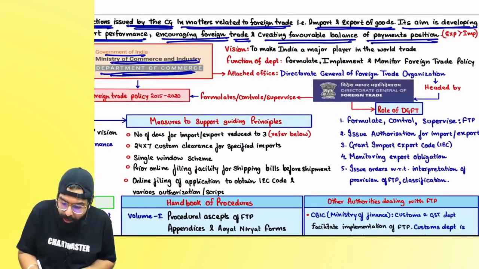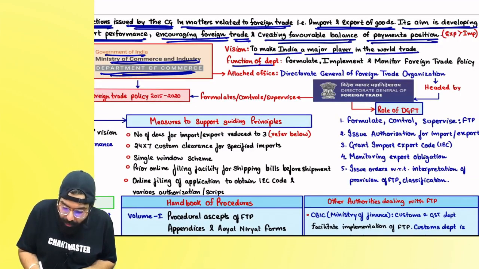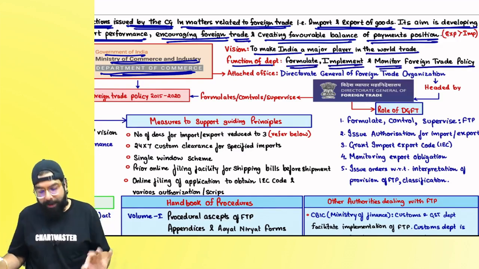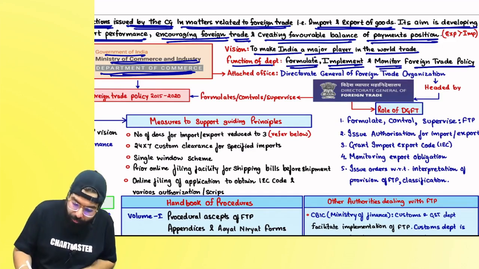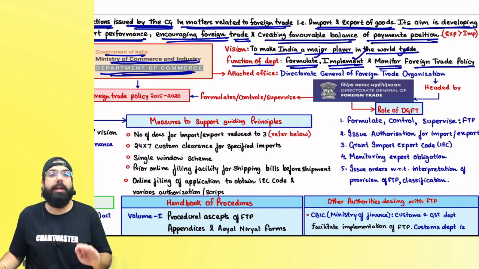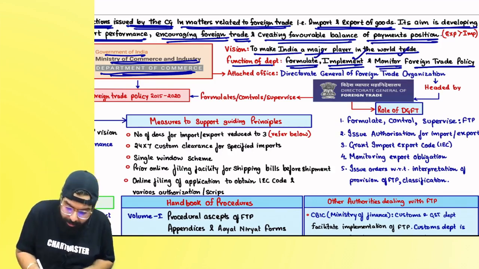Their main vision is what? To make India a major player in world trade. The function of the department is to formulate, implement and monitor the foreign trade policy. Their main job is to formulate the foreign trade policy, get it implemented, and also monitor that it is being followed. Now here, along with the ministry, there is an attached office.